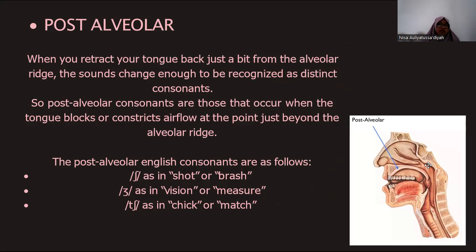And then there is post-alveolar. When you retract your tongue back just a bit from the alveolar ridge, the sounds change enough to be recognized as distinct consonants. So post-alveolar consonants are those that occur when the tongue blocks or constricts airflow at the point just beyond the alveolar ridge.